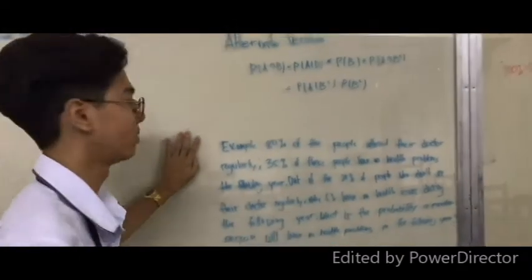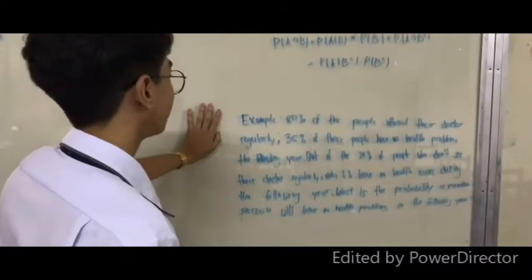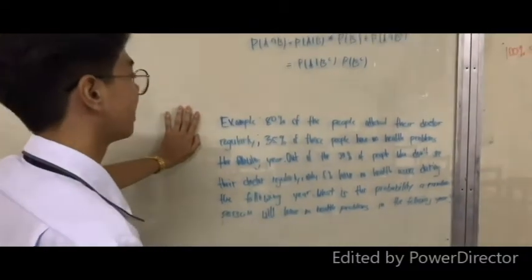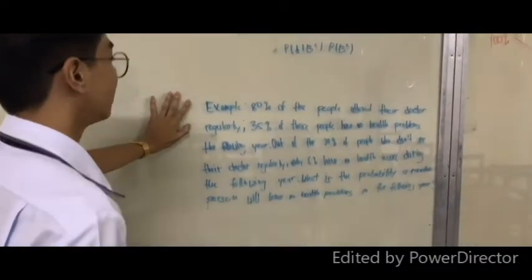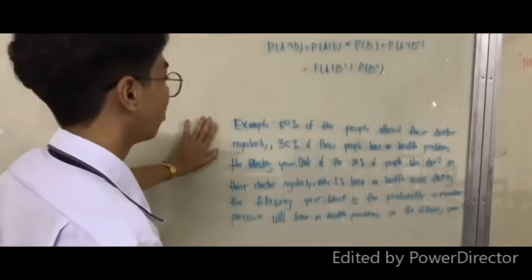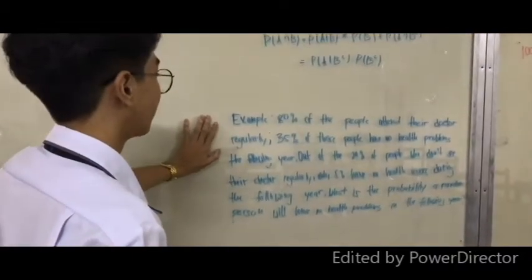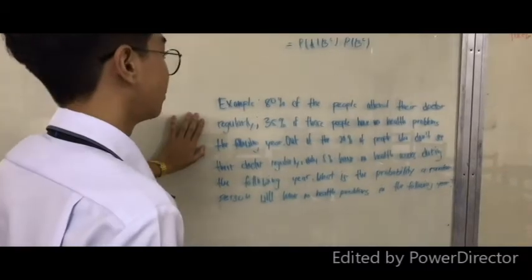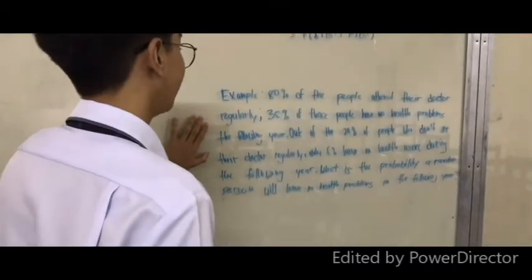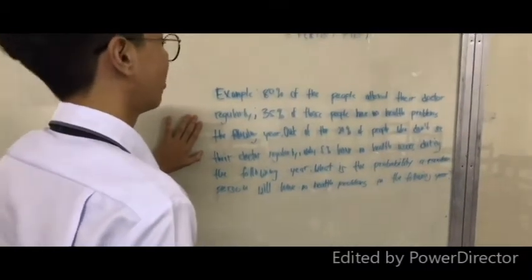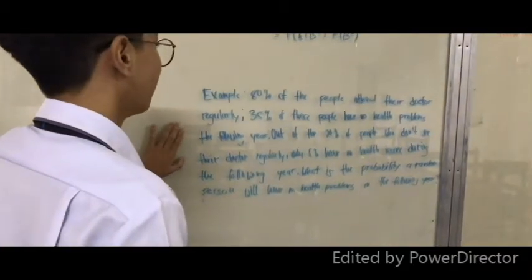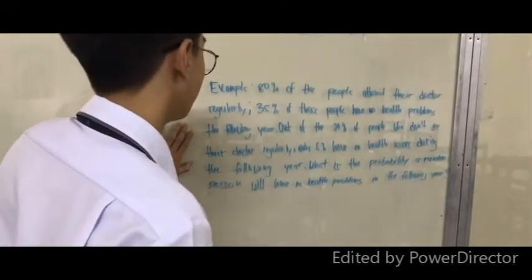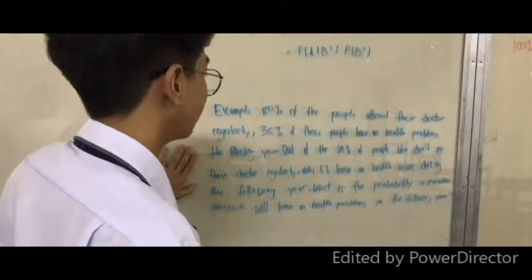So, let's have an example. 80% of the people attend their doctor regularly. 35% of those people have no health problems the following year. Out of the 20% of people who don't see their doctor regularly, only 5% have no health issues during the following year. What is the probability a random person will have no health problems in the following year?